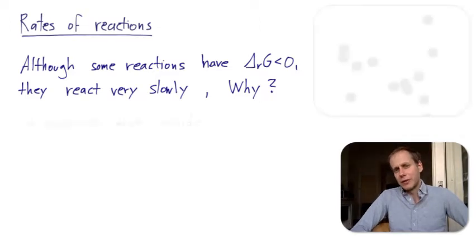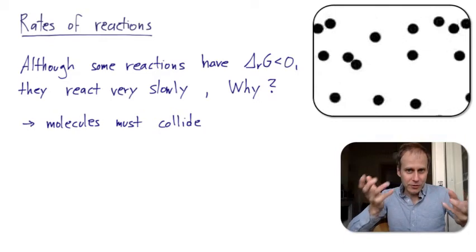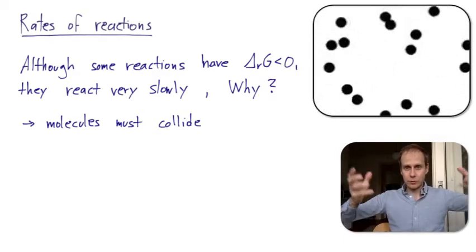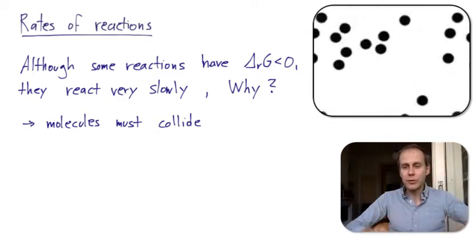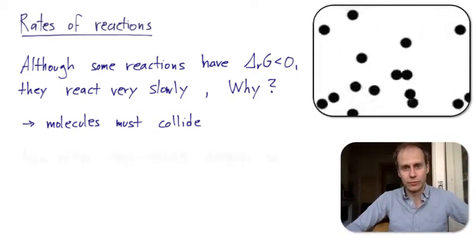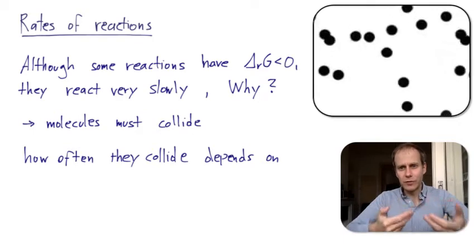How is it determined? One thing you could think of, of course: if you have reactants A and B, for them to react, they must meet, right? So they must collide. If, for instance, this is a gas, they must bounce into each other and then exchange energy and undergo the reaction. But the question is, how often does that happen? And how often do they collide?